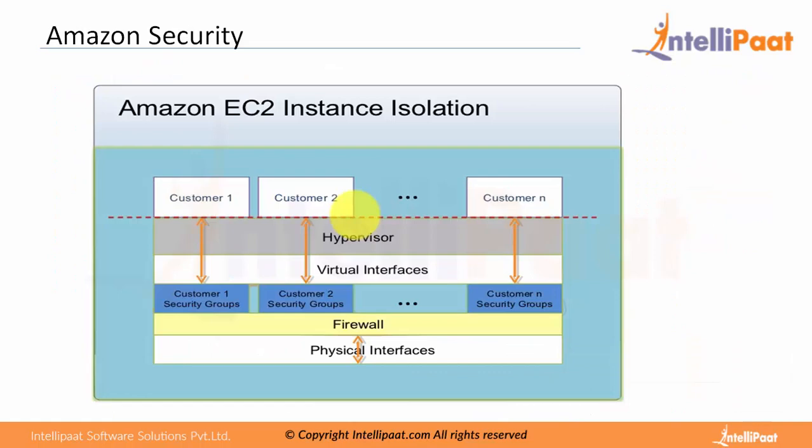Let's understand some security and how the security is managed at the broad level. Security is managed at the Amazon level. At the bottom would be the physical interfaces. These are the servers, firmware, and hardware for Amazon, which are part of the data center. Each data center would have hundreds and thousands of servers. That is the physical interface.